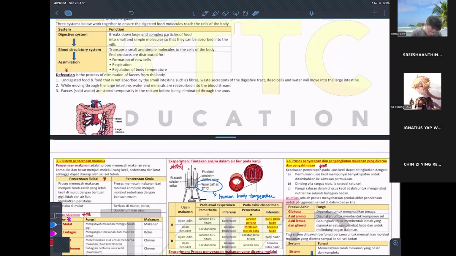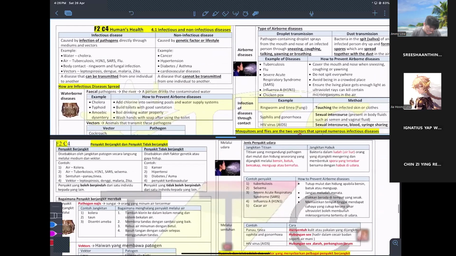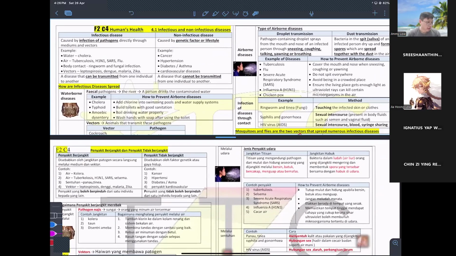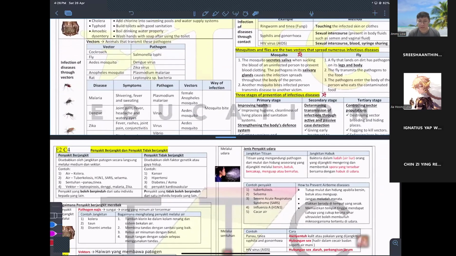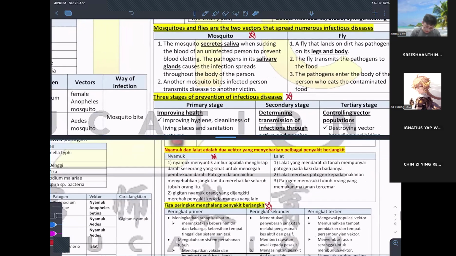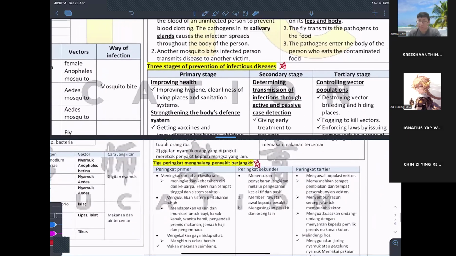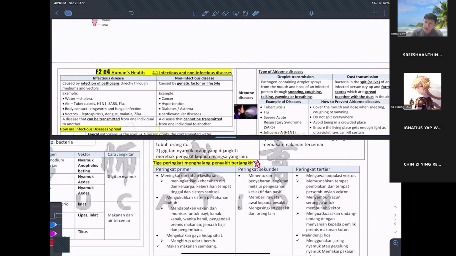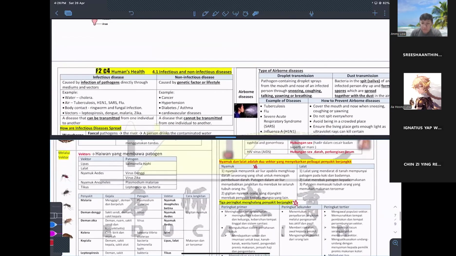And then lastly, here. You can see I didn't highlight anything here, because the only things that are not so important are these two. The way vectors transmit diseases. You have to know how mosquitoes and flies spread diseases. You just go through these two. Don't need to memorize. The rest are all important.